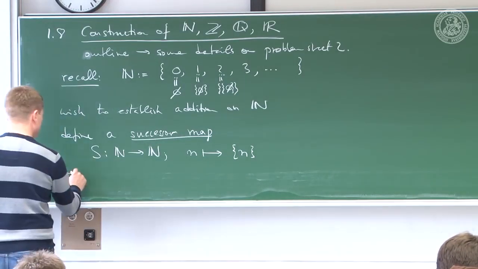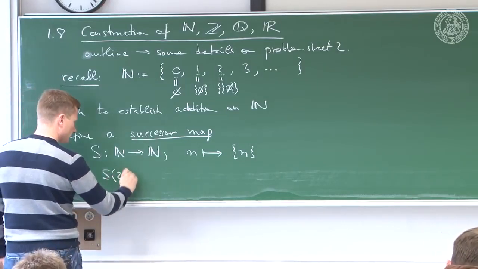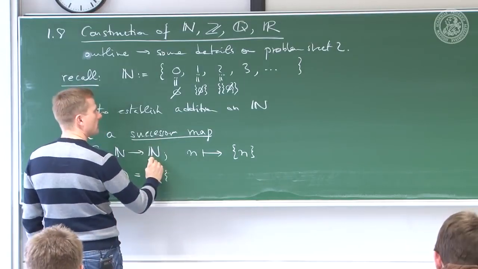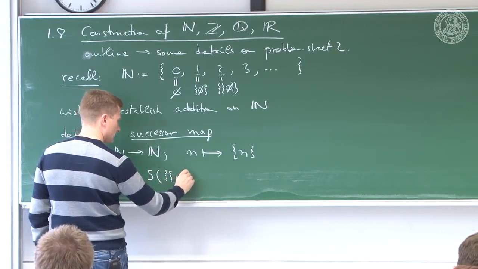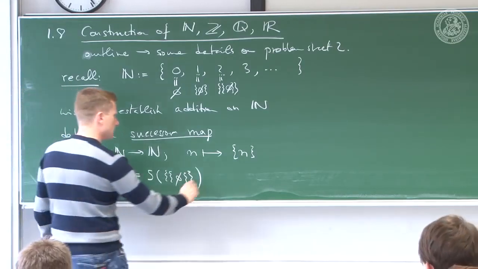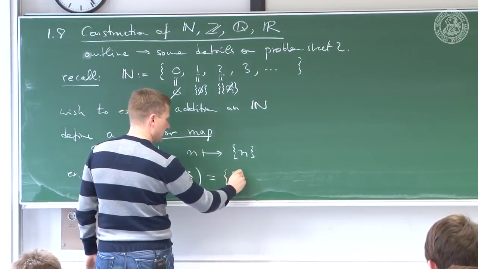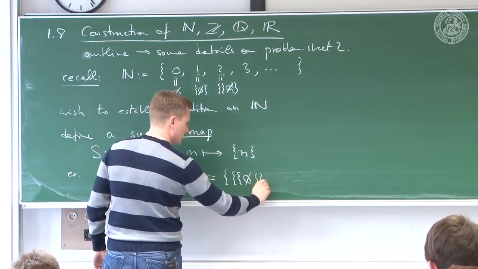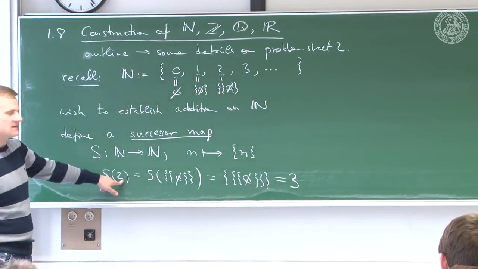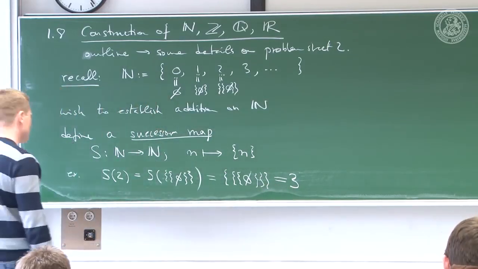So for example, what is the successor of 2? Well, 2 is just a short form of this guy. And so this is the n. And now what I do, I add another layer of brackets around it. And this is just a short form of 3. So the successor of 2 is 3. Wonderful. That's the successor map.